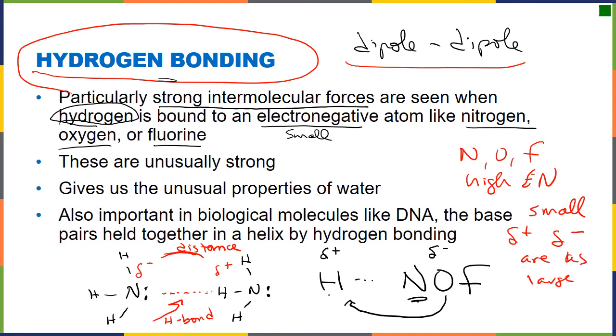So this partial positive and negative is as large as possible over a space that is as small as possible. So it's going to be a large difference over a small space. And when we have this large distance over a small space, we get a very special interaction. So where could we see this?